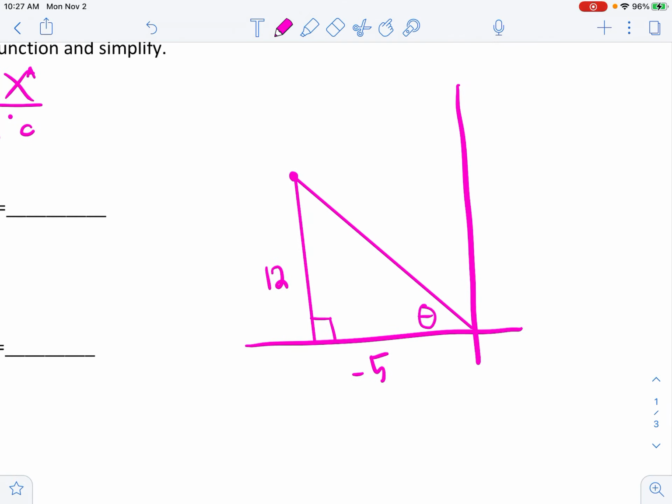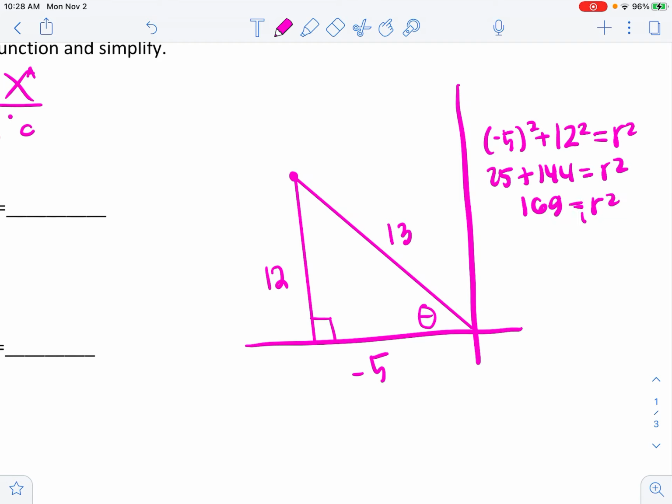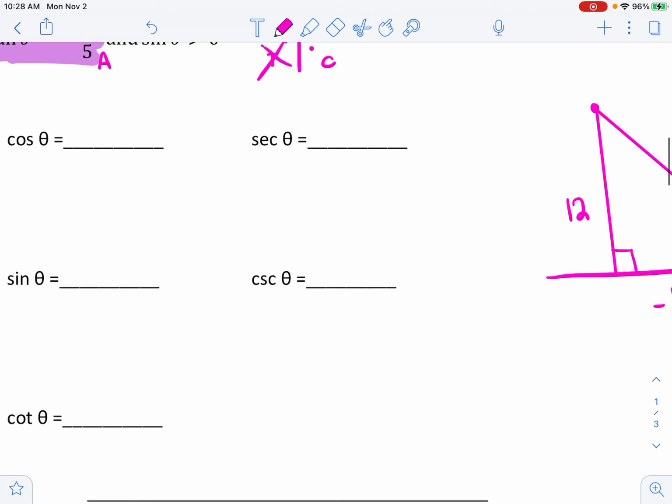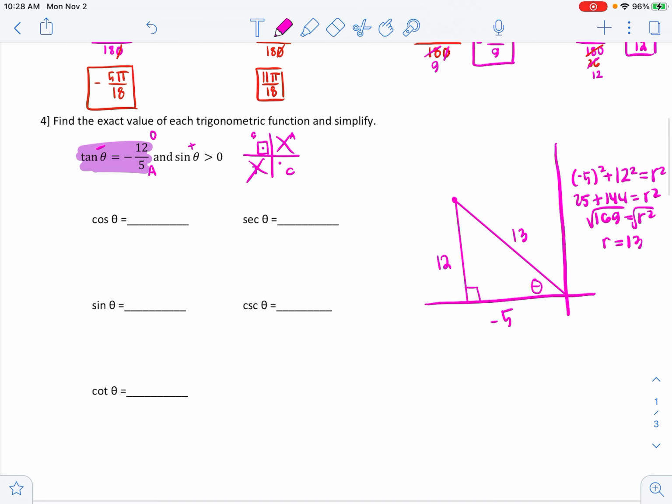Now I need my third side so I can get my remaining trig functions. You can realize that this is a Pythagorean triple, so we know our third side already. It's 13. Or if you did not realize that, you can use Pythagorean theorem. -5 squared plus 12 squared equals r squared. 25 plus 144 equals r squared. 169 is r squared. Square root. R is 13. Okay, so if you don't have this work for a Pythagorean triple, I know that you have it memorized. That's fine. Okay, now we can go ahead and answer all of these.